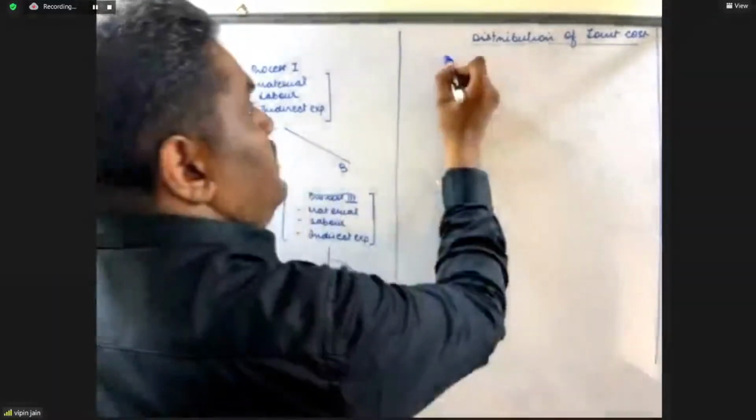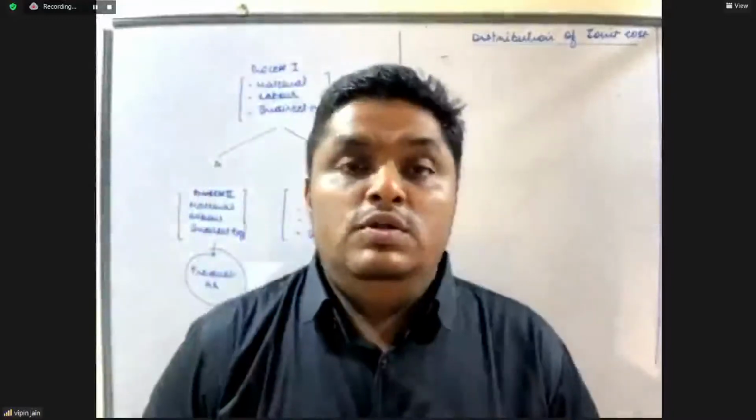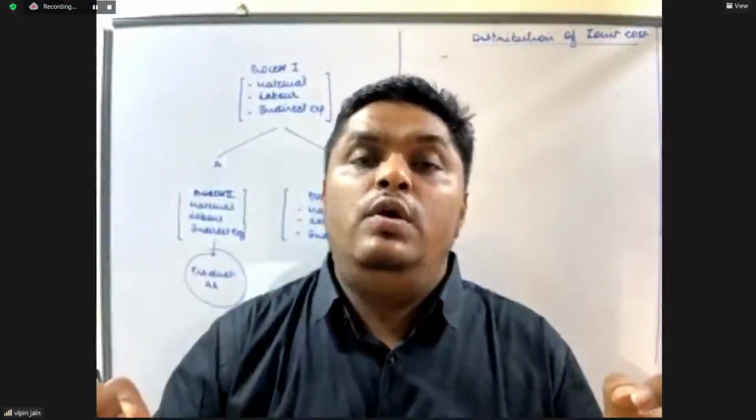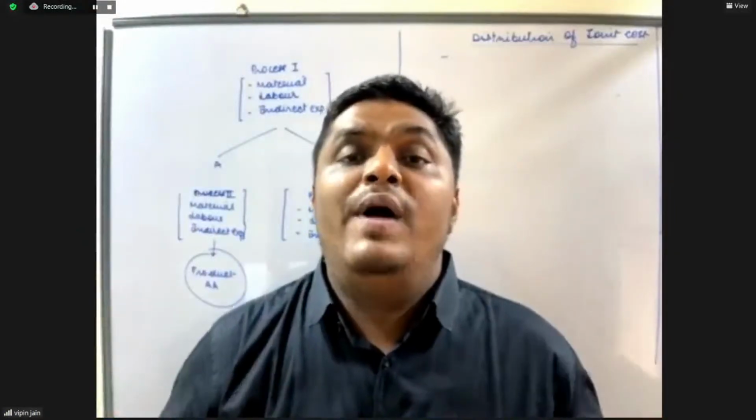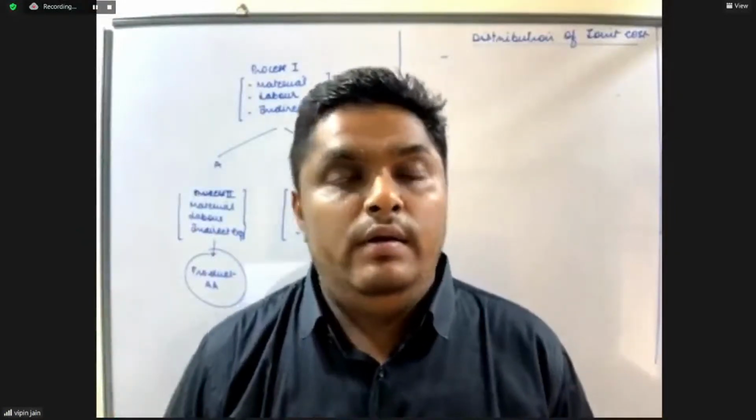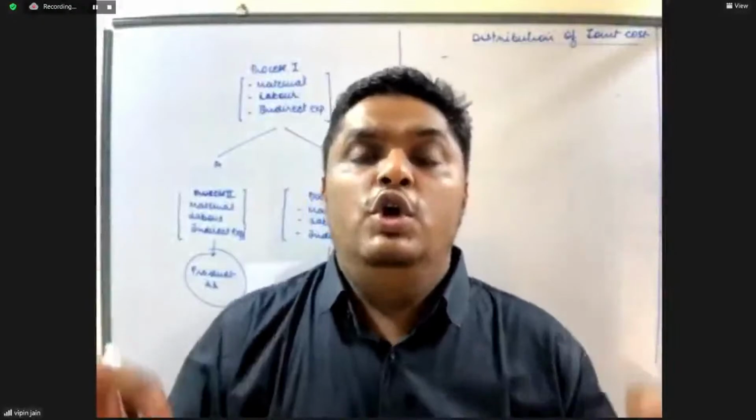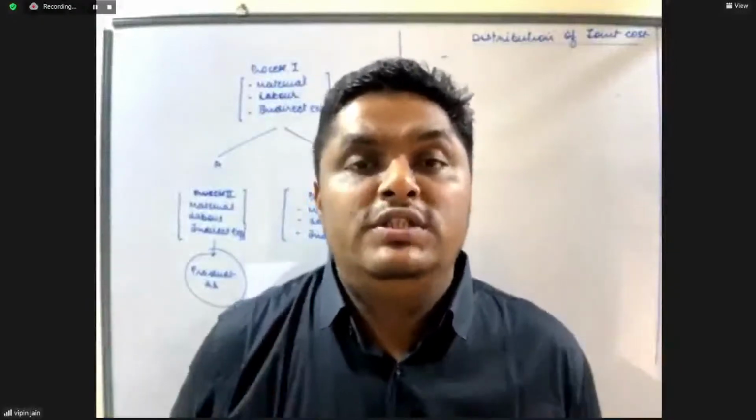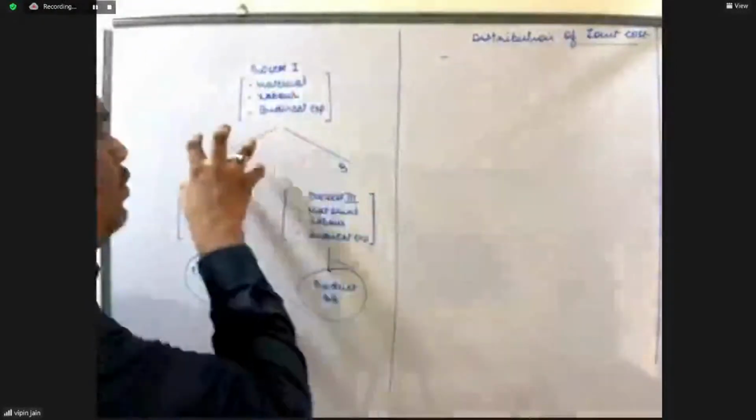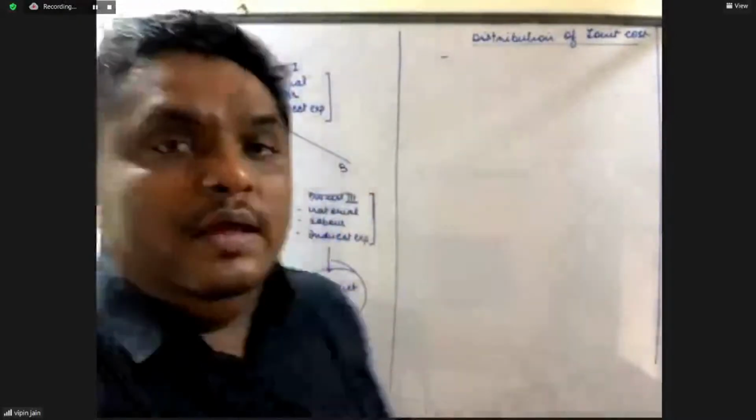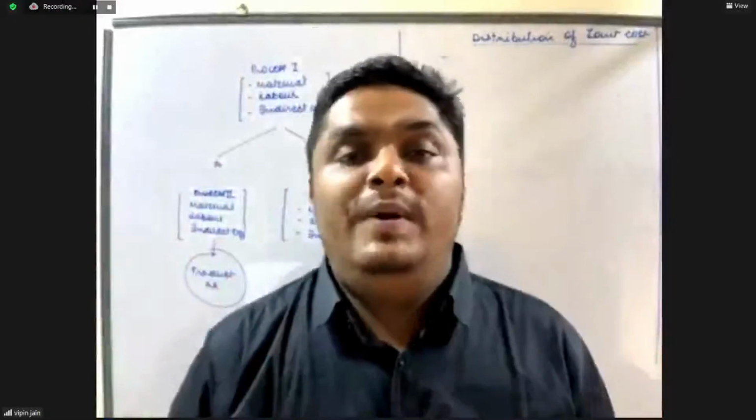Now, when talking about the approach, how to distribute the joint cost, the best approach is to distribute the joint cost in the ratio of market value at split-off point. I repeat again, if the question is silent, the best approach to distribute the joint cost is what? Market value of these two products, that is these two products A and B. That is the market value at split-off point.